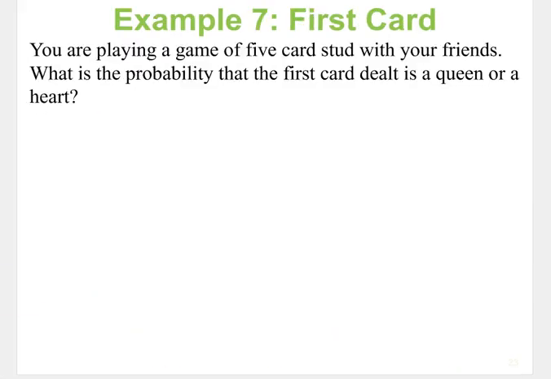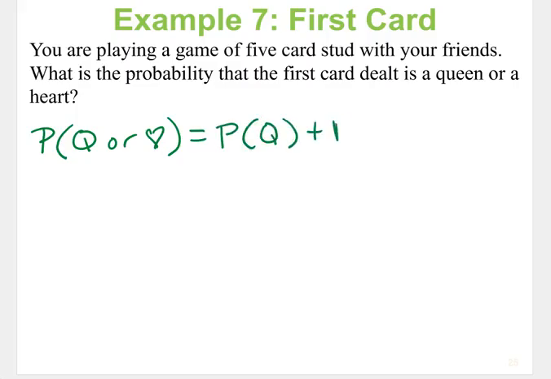But probabilities come in really well when you're playing card games. So you will find that there's a lot of examples of gambling. So if you're playing a game of five card stud with your friends, what is the probability that the first card dealt is a queen or a heart? So the probability that that very first card, not any other card, just the first one, is a queen or a heart. So ask yourself first, can you be a queen and a heart? Yes, you can. So these are not mutually exclusive. So the formula we will need is probability of a queen plus probability that it is a heart minus the probability that it is a queen and a heart.